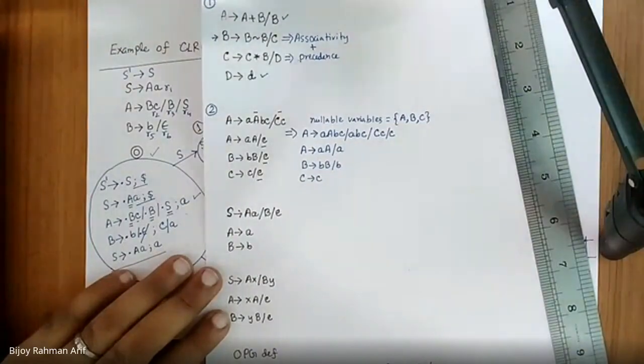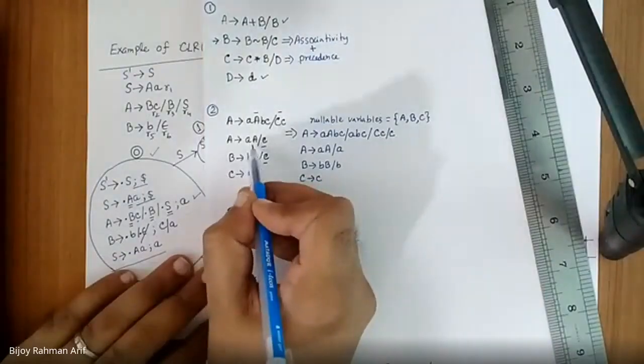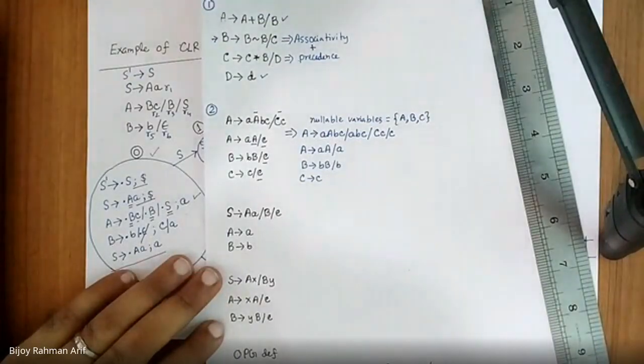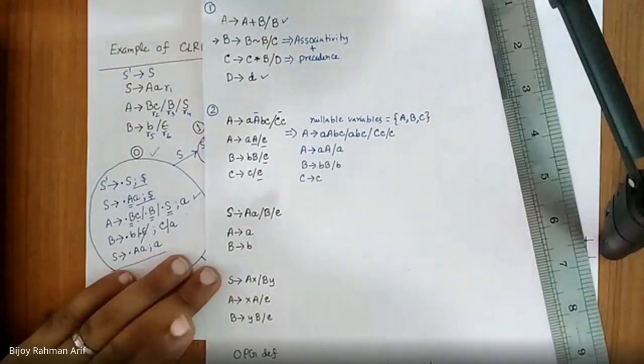Any query? Sir, B derives E. Sir, how does A derive small a? Here A can also be epsilon. Oh, right. A can also derive epsilon. That's why you have to write small a as well. Is it clear? Yes, sir.